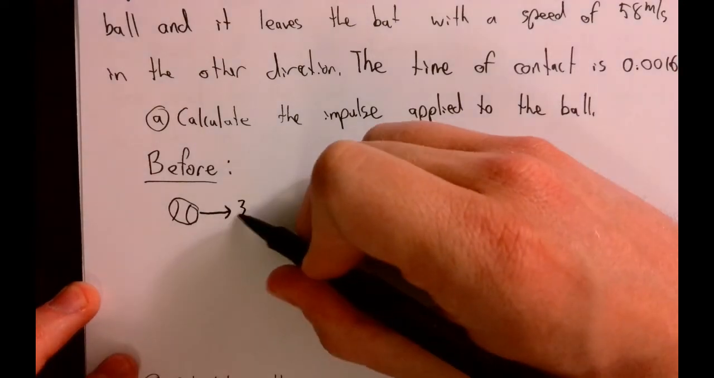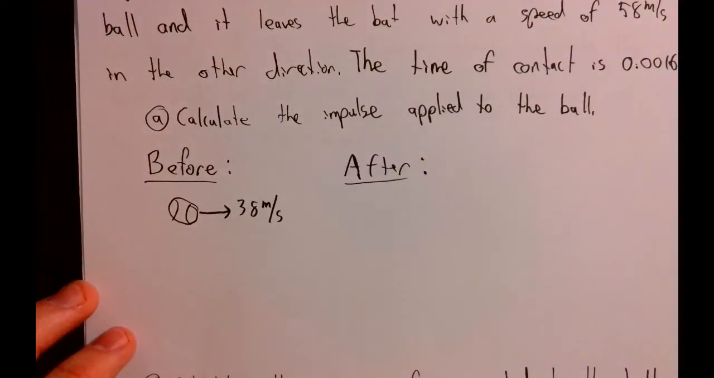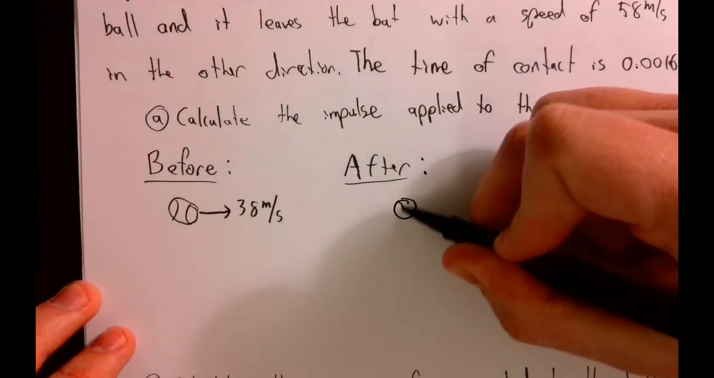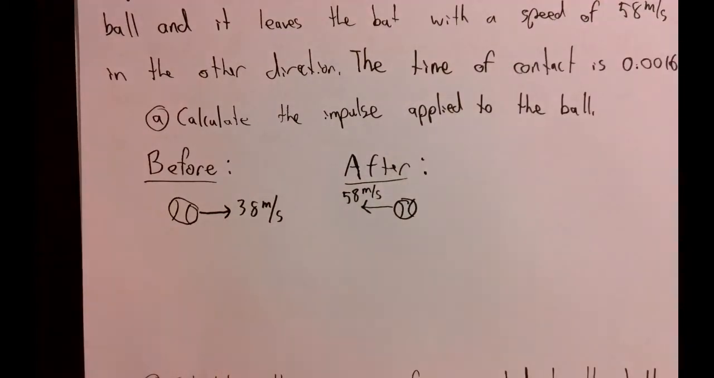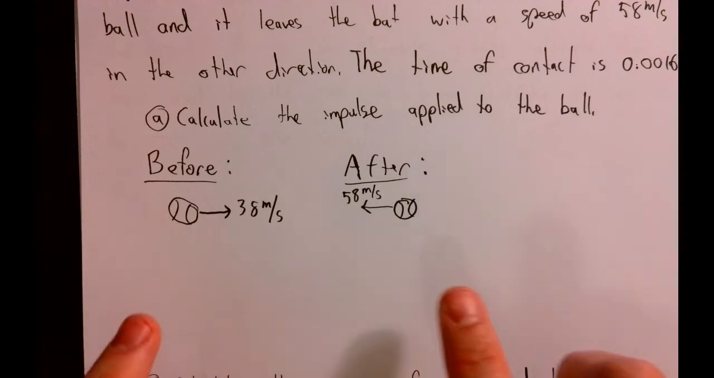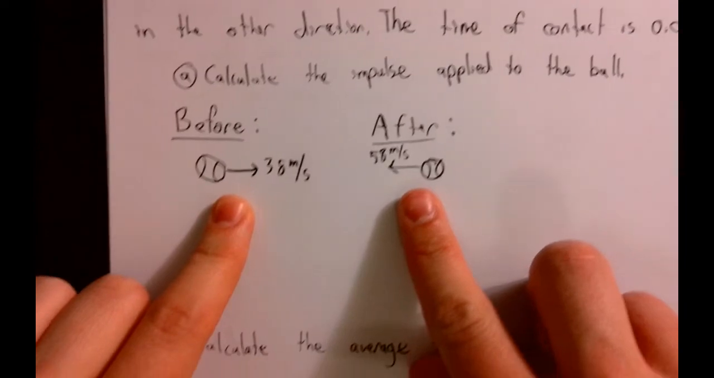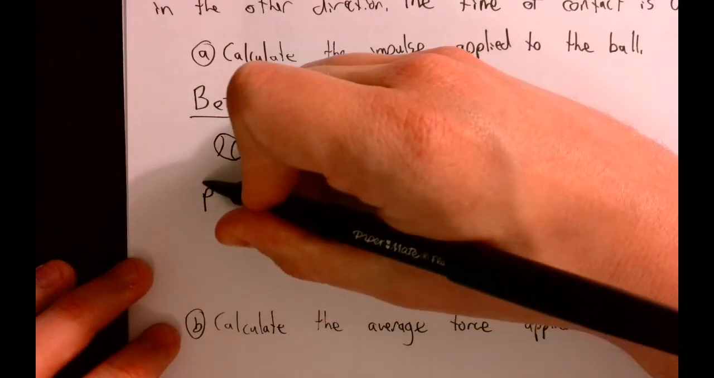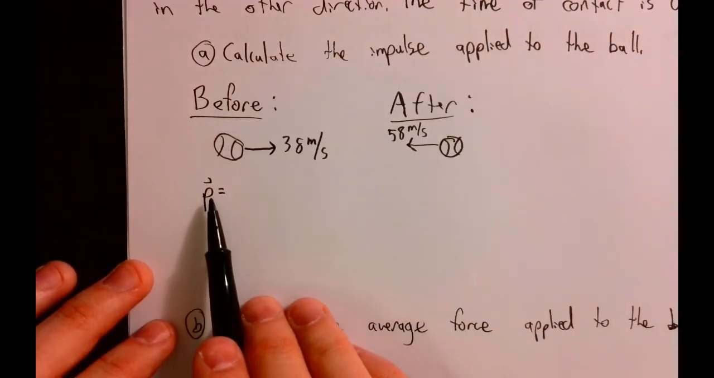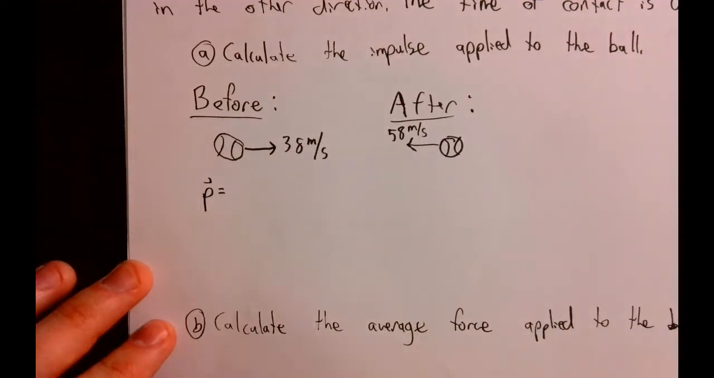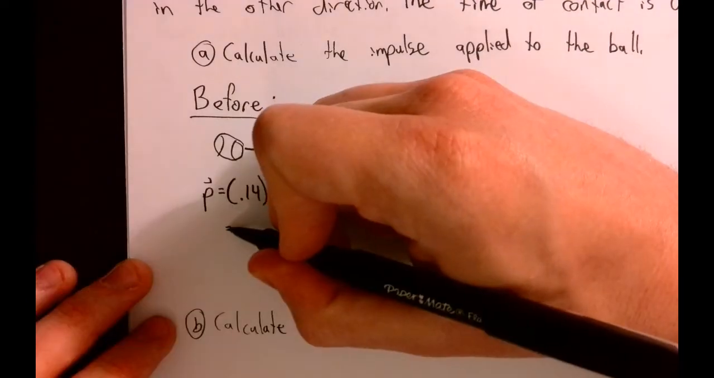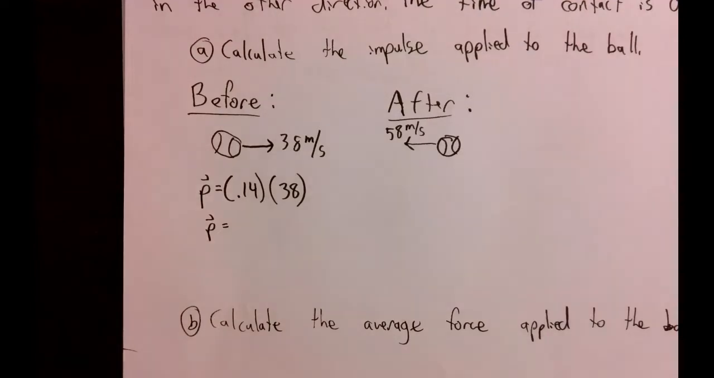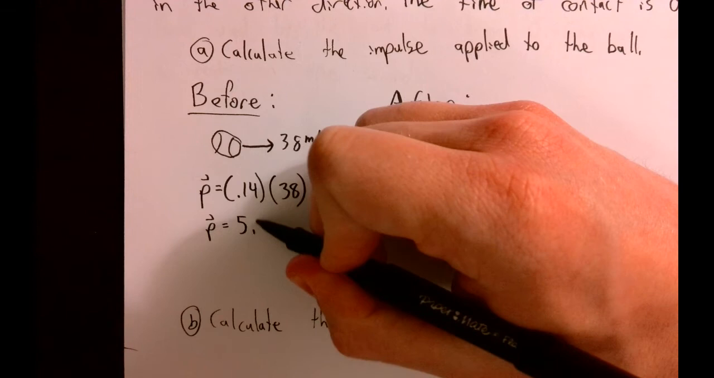Beforehand, it gets hit by the baseball bat and it goes in the other direction. So that's 58. What I want to do to get the change in momentum is calculate each of these two momentums first. So before, that's the velocity, but the mass is always going to be 0.14. So here's how you calculate momentum. It's mass times velocity. 0.14 times 38. So we'll have 5.32. That's our momentum before.